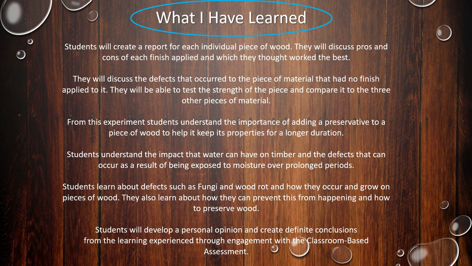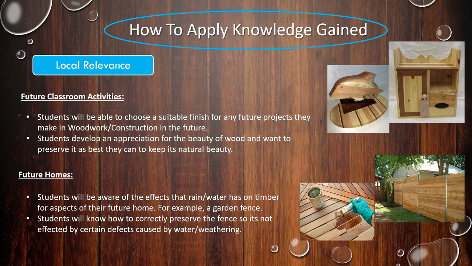And then lastly, the students develop their own personal opinion, and they draw conclusions from the CBA and understand the importance of using wood preservatives, and obviously they understand the impact that water can have on timber. So then just pulling it back to a local relevance. For future classroom activities, students will know which preservatives to use, and they appreciate the beauty of timber and the need to preserve it, and not to not look after it.